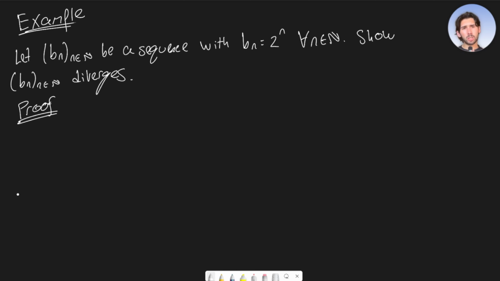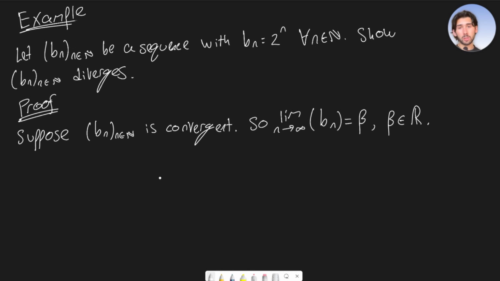And again, the strategy that we're mostly going to be using for showing that something is divergent is just to show that it fails to satisfy a condition that all convergent sequences satisfy. So again, we'll start with a proof by contradiction, because proof by contradiction is very powerful because it allows us to suppose that it is convergent, and that allows us to start using all of these results that we've derived about convergent sequences. So as you can see, we've supposed that Bn is convergent, which means the limit as n goes to infinity of Bn is some beta in the real numbers.